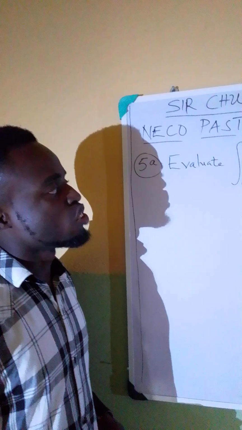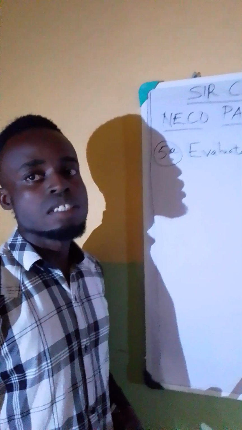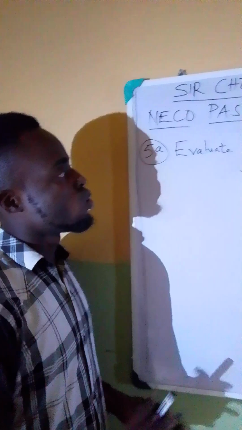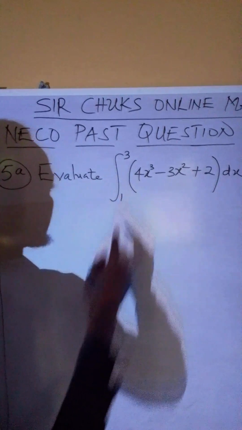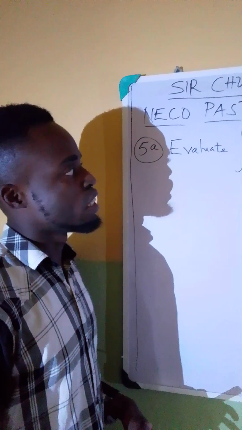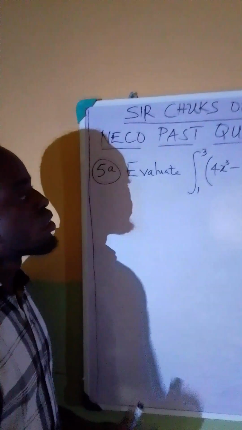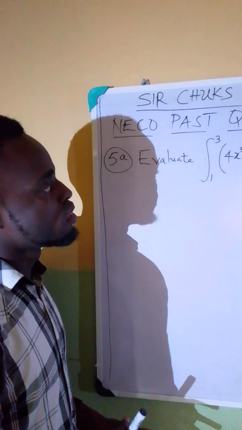What is a definite integral? A definite integral is an integral which has limits. So the numbers 3 and 1 are the limits of the integration. 3 is the upper limit, while 1 is the lower limit.